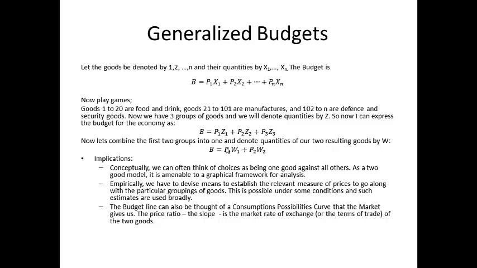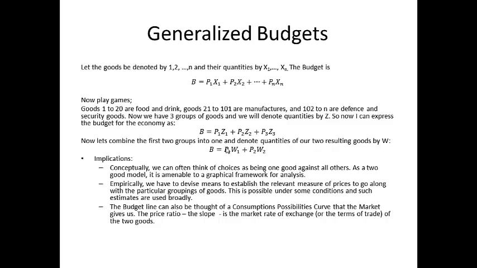What we often do in economics is play games with how we group these goods. So I have here the example 1 to 20 are food and drink, 20 to 101 are manufacturers, and 101 to N are defense and security goods. So that would be 3 groupings I could have, and I could look at all the goods in group 1 as Z1 and the other Z2 and Z3. And the problem then becomes to define what sort of price index you have when you start aggregating these things.